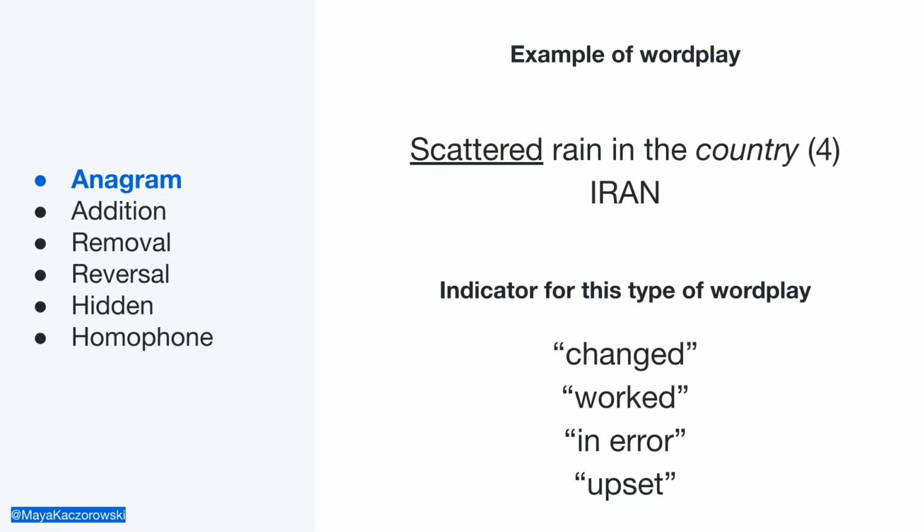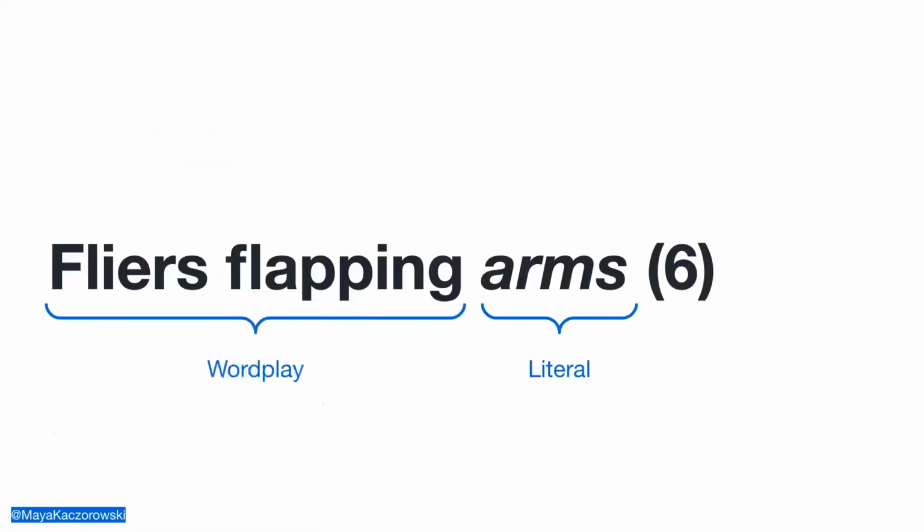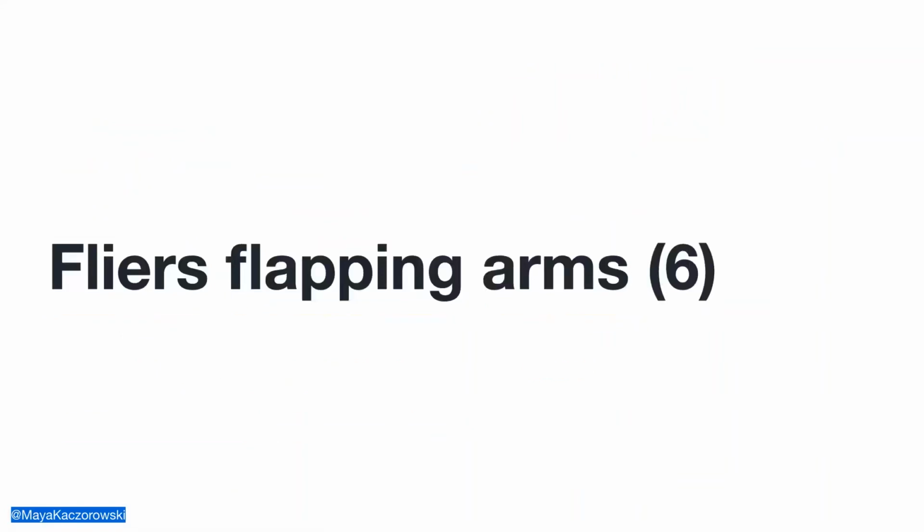And the puzzle setter is always going to pick a word that seems like it makes sense in the context that you're giving. So you would flap arms, but you wouldn't necessarily change arms or move arms or something like that. So they just pick this word because it fit with the context.